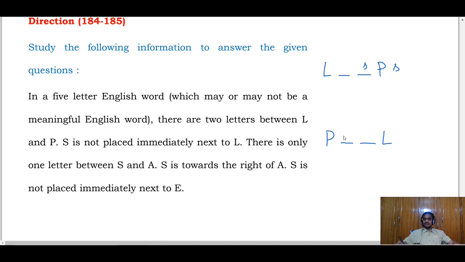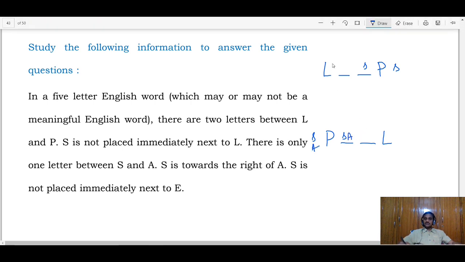There are two different possibilities. S is not an immediate neighbor to L. S can be here or S can be here. And there is one letter between S and A. If S is here, one letter between S and A is not possible. If S is here, A can be here. One letter between S and A, so S or A in these two places.